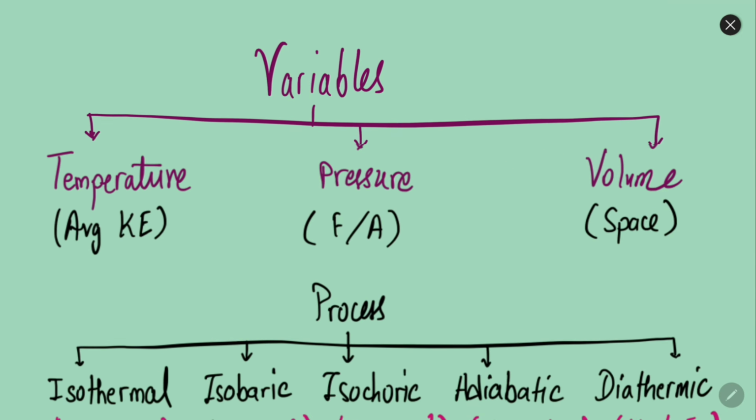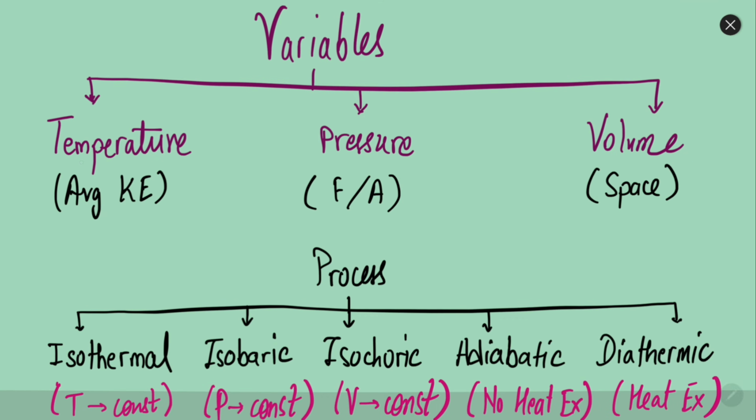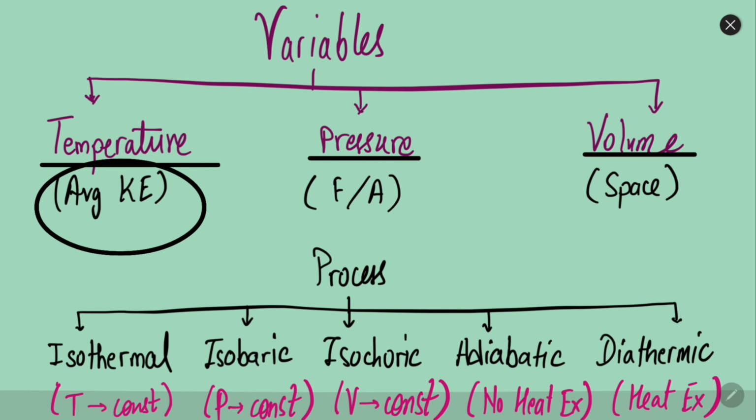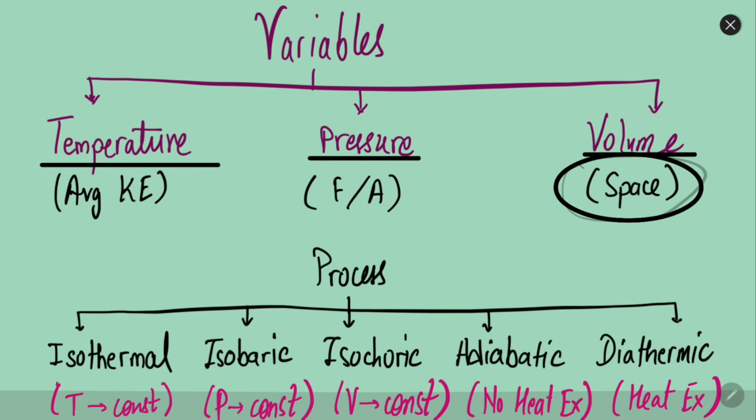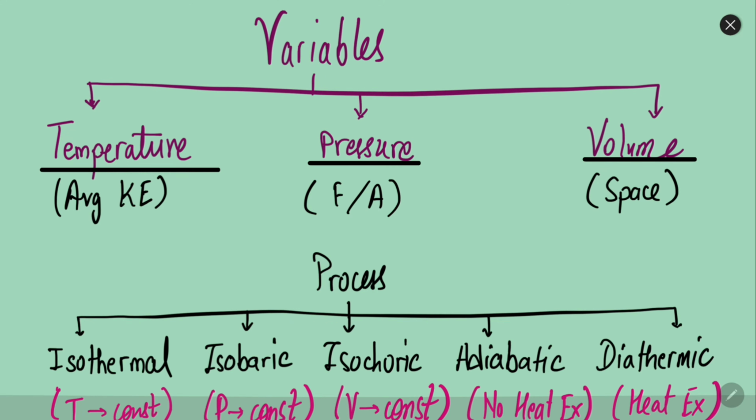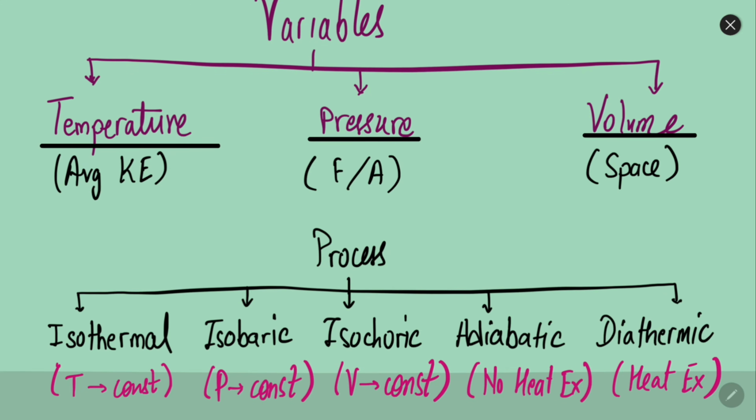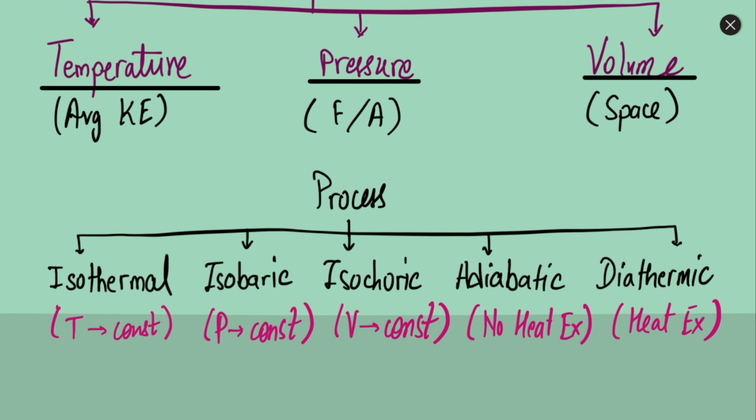Now we have some variables that we need to understand and that we will be studying in this chapter. They are temperature, pressure, and volume. What is temperature? It is the average kinetic energy of the particles of any medium. What is volume? Volume is just the space or this surrounding. And what is pressure? Pressure is force upon area, or force per unit area. The more the force, the more the pressure. The more the area, the less the pressure.